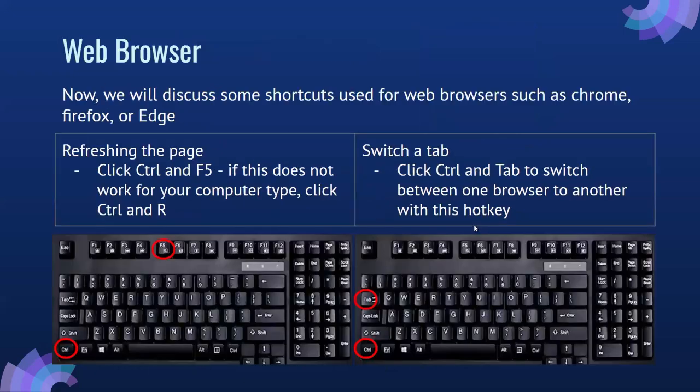Now web browsers also have some pretty useful shortcuts as well. That's going to be Chrome, Firefox, or Edge. There are other browsers out there that may have even more super useful shortcuts, but these are the main three. To refresh the page, you can click Control and F5. If this does not work, then you can type Control and R. To switch tabs, it's Control and Tab to switch between one tab and another with this hotkey.